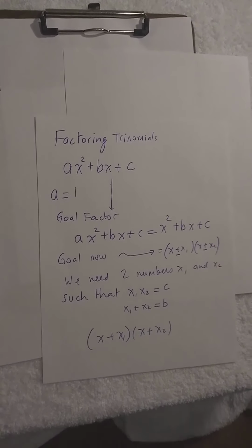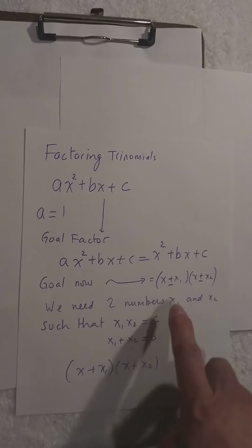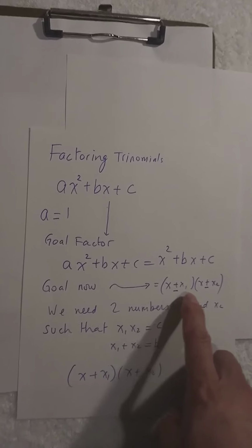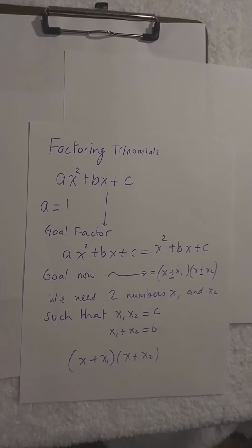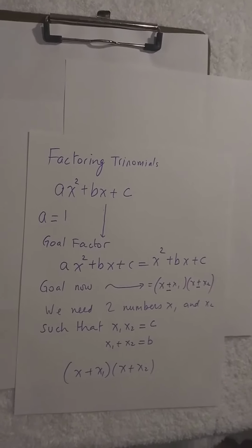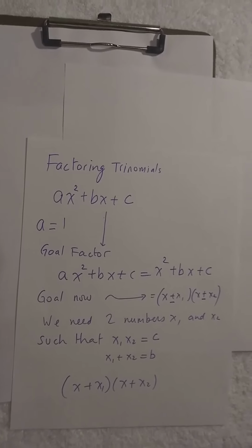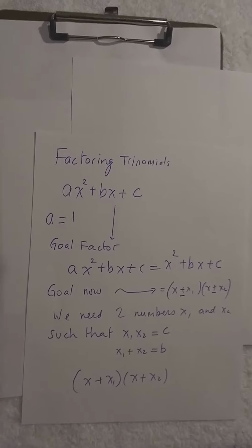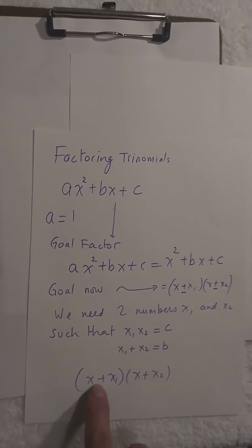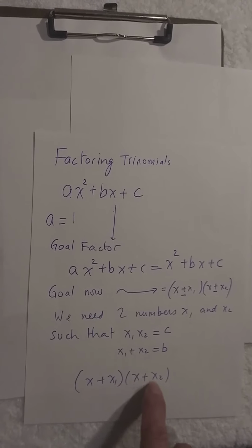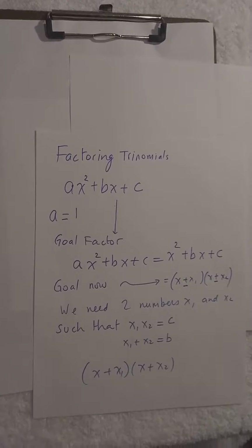And our goal is to factor this and write this as a product, x plus or minus x1, x plus or minus x2. So we need to find those two numbers x1 and x2 such that the product of x1 and x2 is c and the sum of x1 plus x2 is b. So when you factor them, it'll be like this: x plus x1, x plus x2. So you have a polynomial like this and you want to turn it like this.